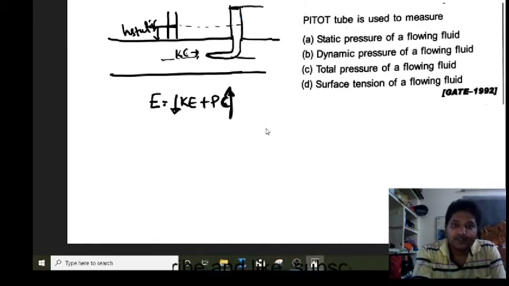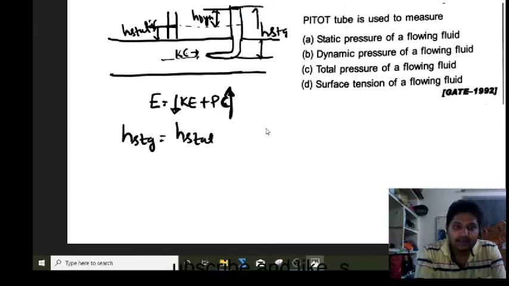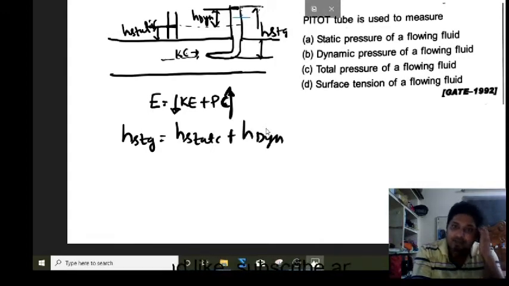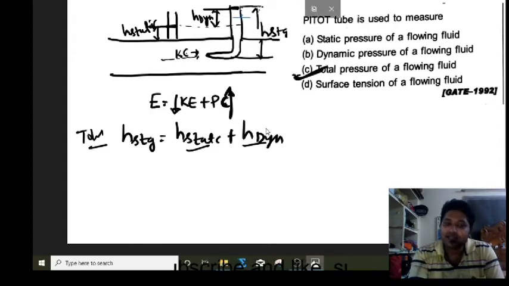So this one is my stagnation pressure, and this one is my dynamic head. So I can write down that this stagnation pressure head will be equal to the static pressure head plus the dynamic pressure head. So the Pitot tube is generally used to measure the total pressure. This is static plus dynamic, so this is the total pressure of the fluid. We are measuring both the static pressure as well as the dynamic pressure of the fluid.